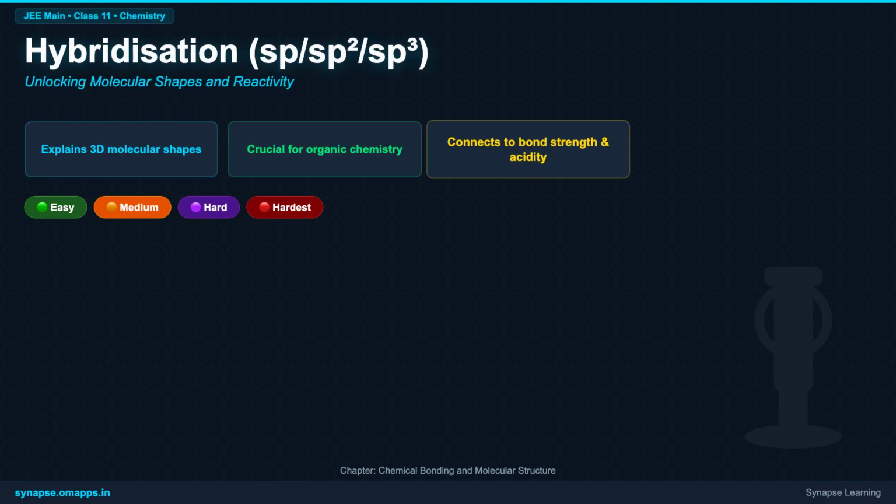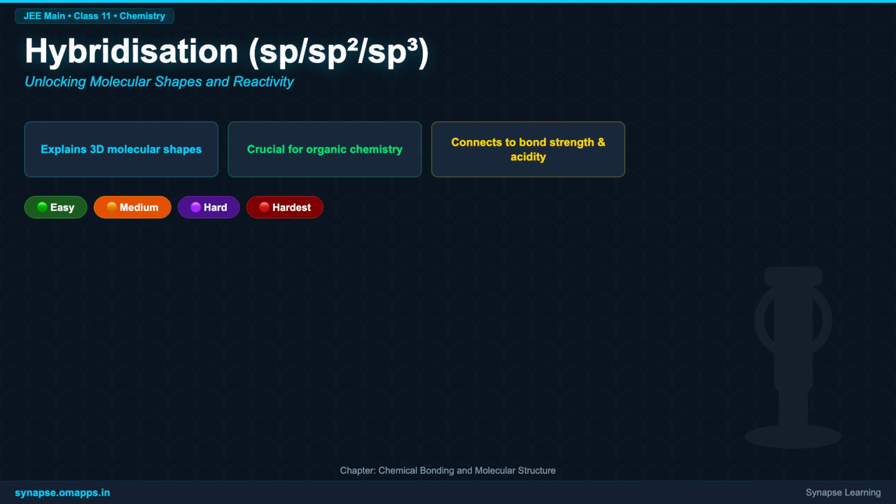Hello, future scientists. Welcome to an exciting journey into the heart of chemical bonding. Today, we are unraveling the mystery of hybridization, a fundamental concept that explains how atoms blend their orbitals to form the incredible shapes of molecules around us. From the simple water molecule to complex organic compounds, hybridization is key.